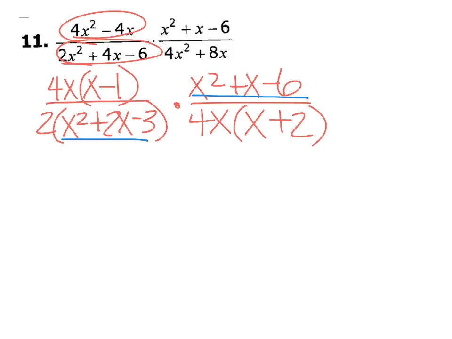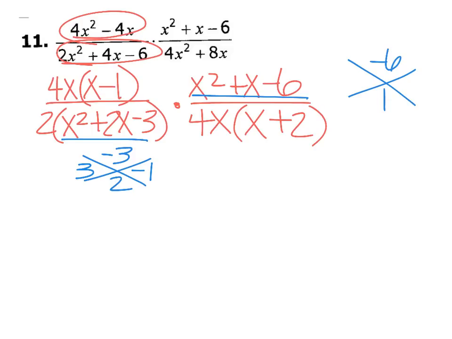All right, so we want to use our diamond. We want two numbers that multiply to negative 3 and add up to 2. And over here we want two numbers that multiply to negative 6 and add up to 1. All right, so let's start with this one right here. So two numbers that multiply to negative 3 and add up to 2: 3 and negative 1. So on here we get x plus 3, x minus 1.